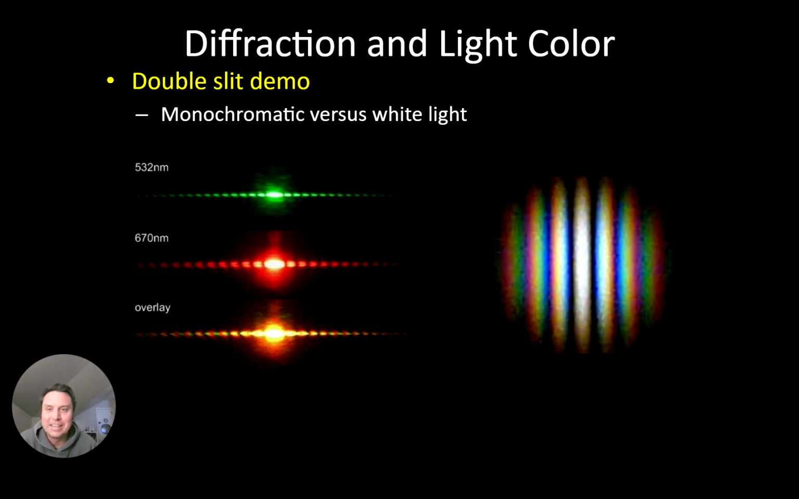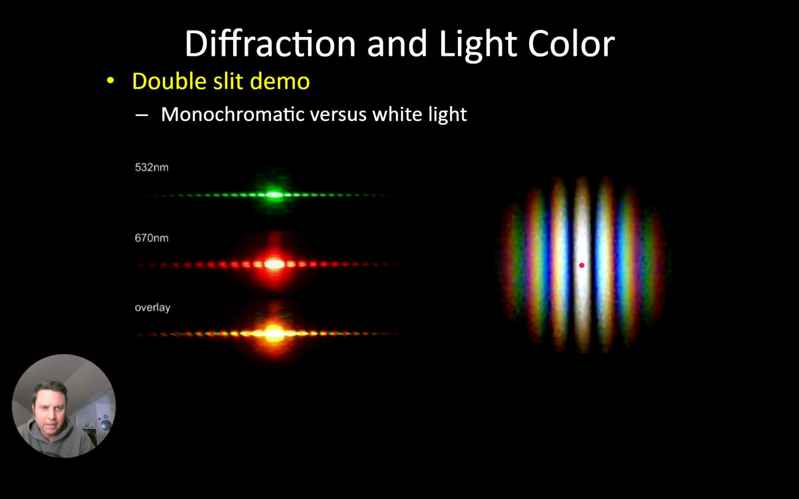But diffraction and light color. So here's what you saw. Now, if you did it with just a green laser, you'd get a bright spot, then a dark spot, bright spot, dark spot, bright spot, dark spot. Red light, same thing, bright spot, dark spot. That's the whole diffraction pattern. And then if you do red and green at the same time, you get this yellowish color.